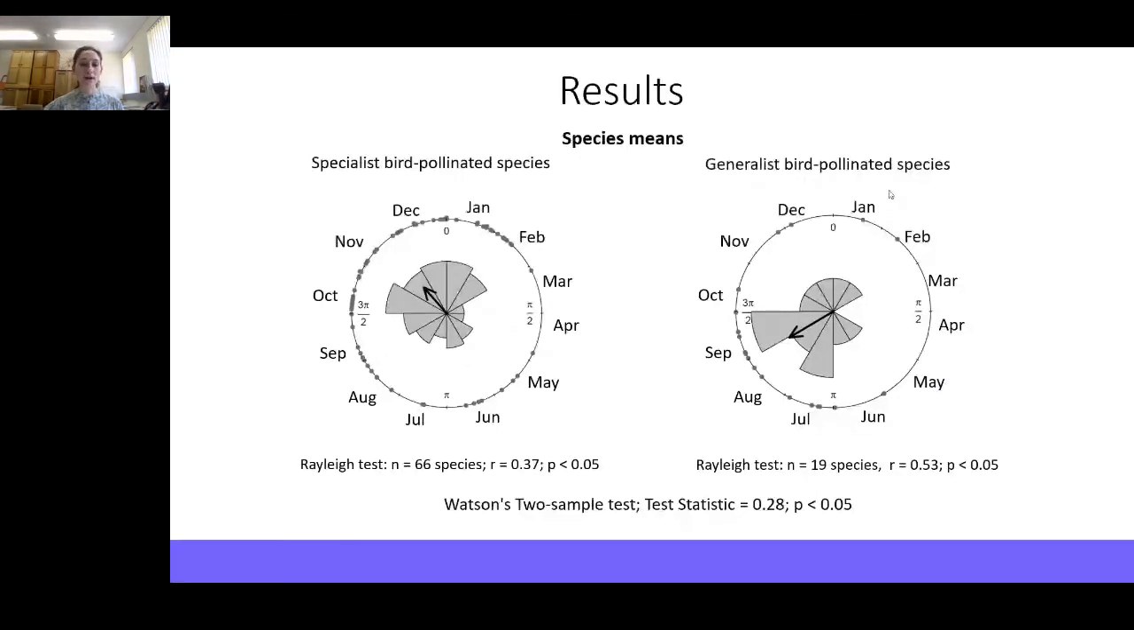So these are my results. This is for specialist bird-pollinated species, and on the right is for generalist bird-pollinated species. Each point plotted around the circle is the mean flowering time of a species, and the number of species is also indicated by these segments. And what we can see here is that the specialist bird-pollinated species had different species really scattered around the year in their mean flowering time, whereas generalist species tended mostly to flower in winter and spring. There is the exception of these 4 species here, but I will come back to those later.